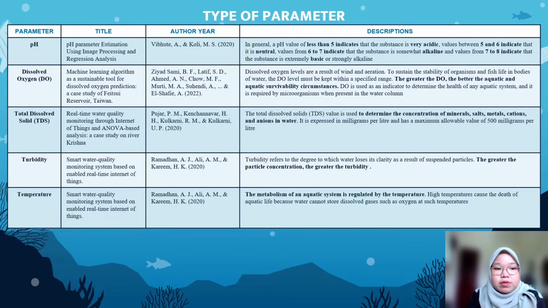For the total dissolved solid, according to Puja, the total dissolved solid value is used to determine the concentration of minerals, salts, metals, cations, and anions in water. For turbidity, according to Ramadan, turbidity refers to the degree to which water loses clarity as a result of suspended particles. The greater the particle concentration, the greater the turbidity. Last but not least, temperature, according to Ramadan, regulates the metabolism of an aquatic system.